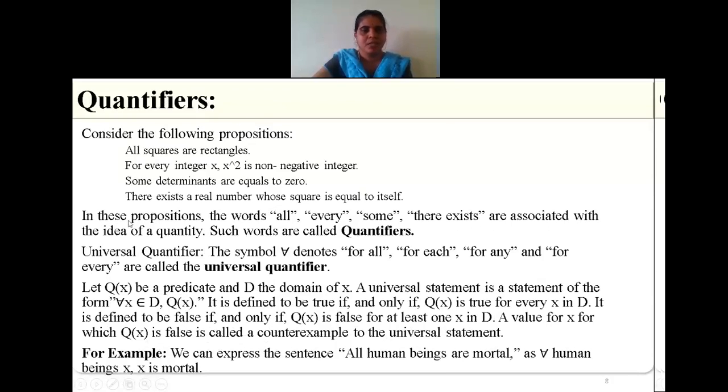Quantifier means, in a proposition, words like all, for every, some, there exist; such values are associated with the idea of quantity. Such words are called quantifiers. We have two types of quantifiers, that is universal quantifier and existential quantifier.